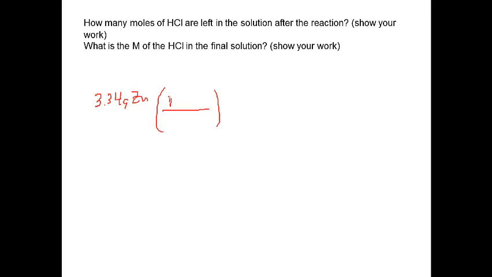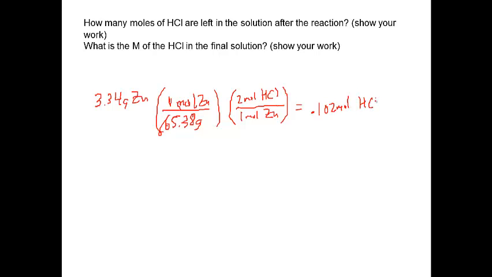So I have 1 mole zinc for every 65.38 grams. And then 2 moles HCl for every 1 mole of zinc. That comes out to 0.102 moles HCl.